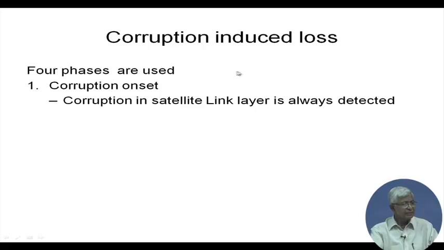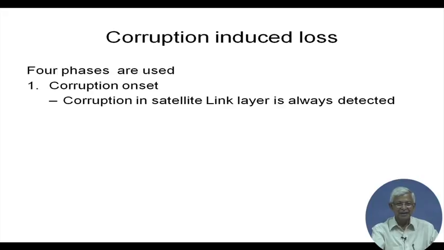So, now we will discuss each of the three cases, how these four phases are used for corruption. First, the onset of the corruption has to be recognized. Now, how can it be recognized? At the TCP level, we have seen the sender looks only at the receiver advertised window, or it tries to see whether the acknowledgement is coming, or duplicate acks are coming or not. In the case of a space link, the corruption onset can be found out from the link layer.